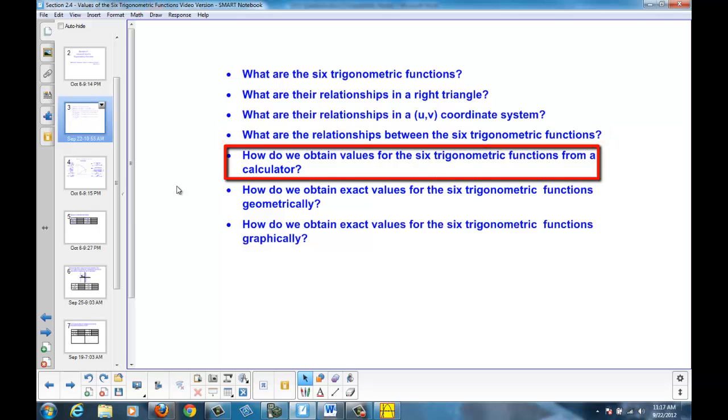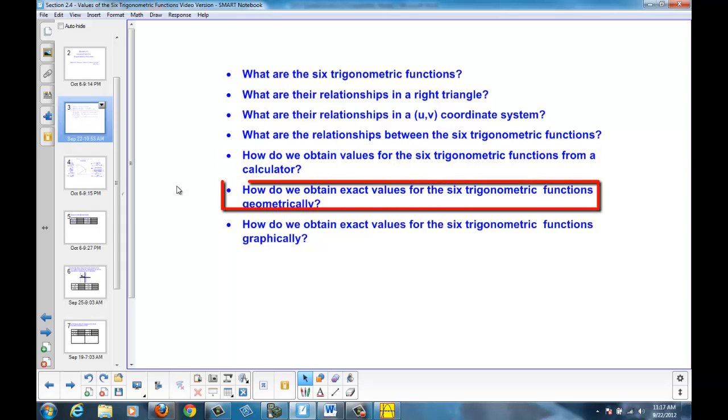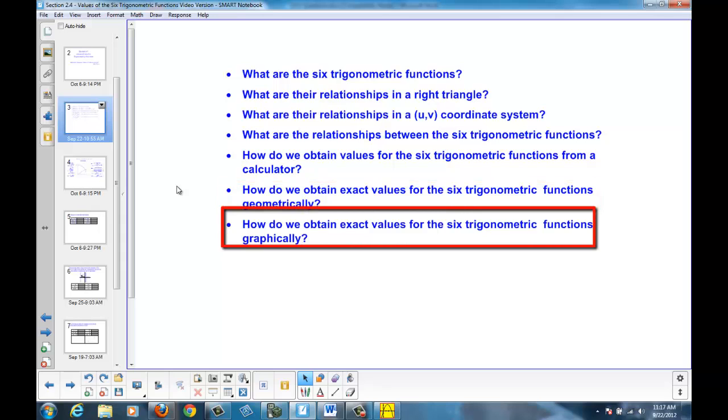How do we obtain values for the six trigonometric functions from a calculator? How do we obtain exact values for the six trigonometric functions geometrically? And how do we obtain exact values for the six trigonometric functions graphically?